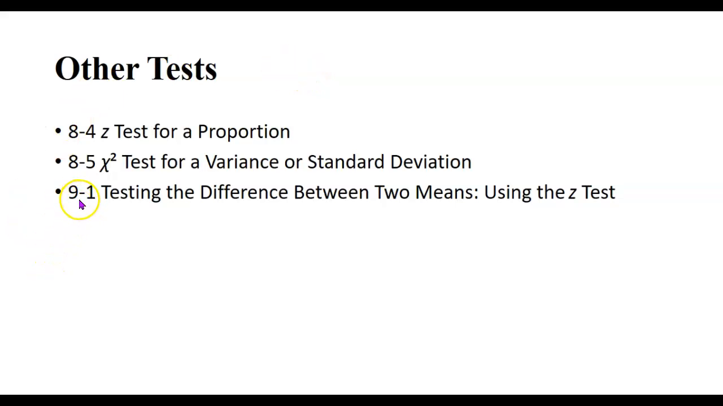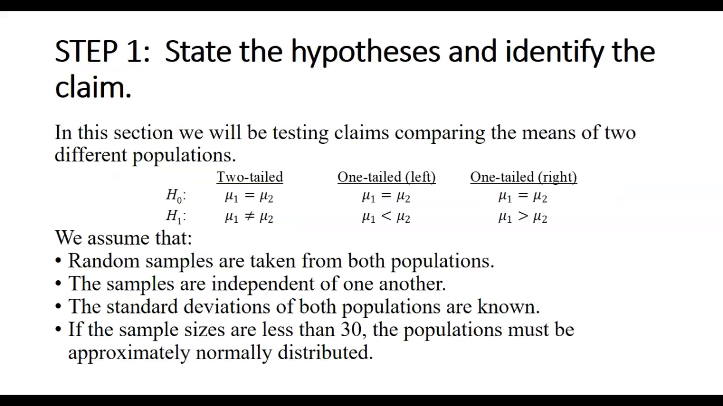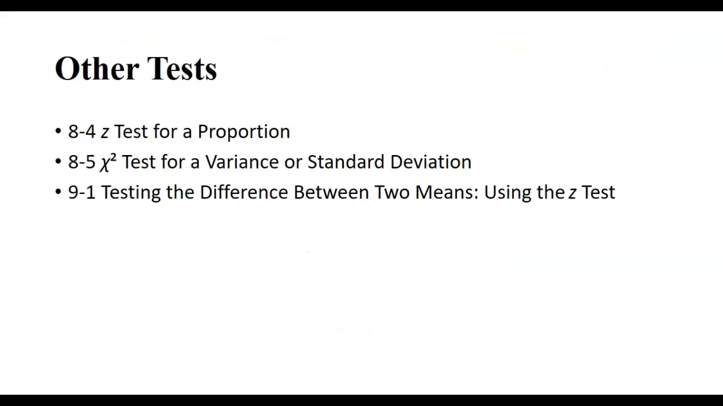We will spend time today talking about section 9.1, testing the difference between two means using the z-test. And the rest of chapter 9 we will skip, but it has to do with other kinds of hypothesis testing. So the kind we're looking at here is section 9.1, testing the difference between two means.